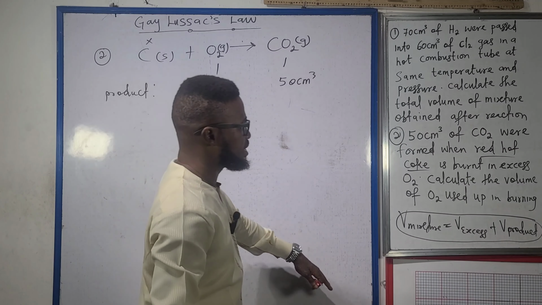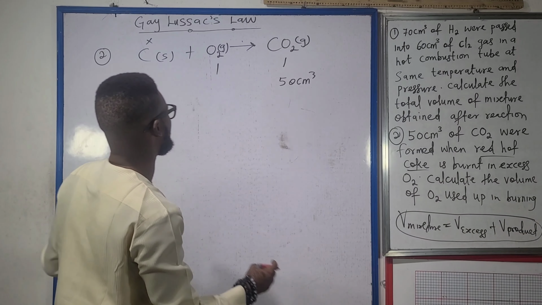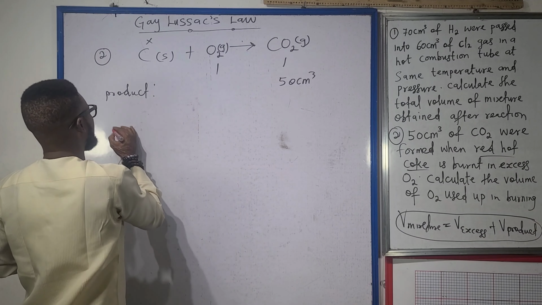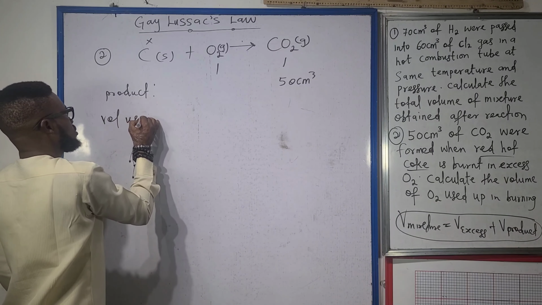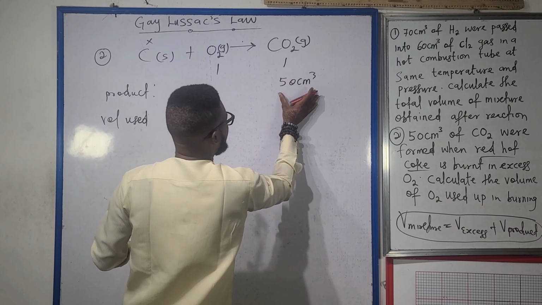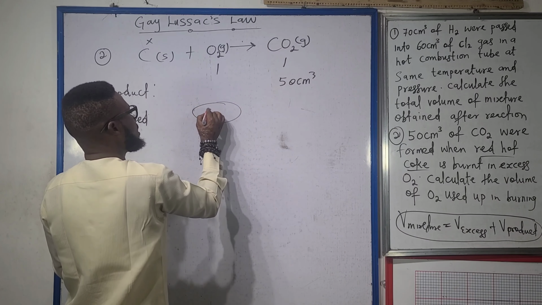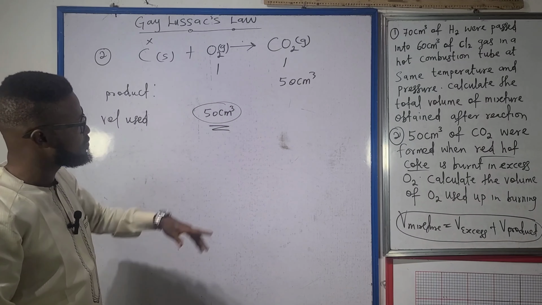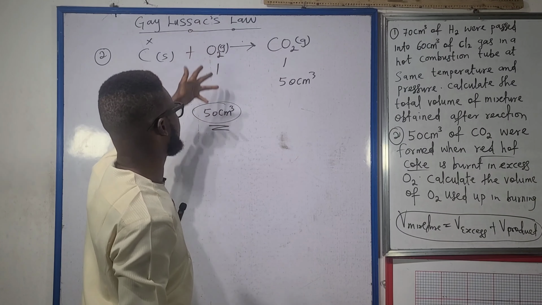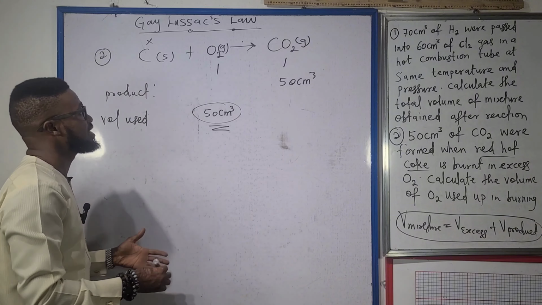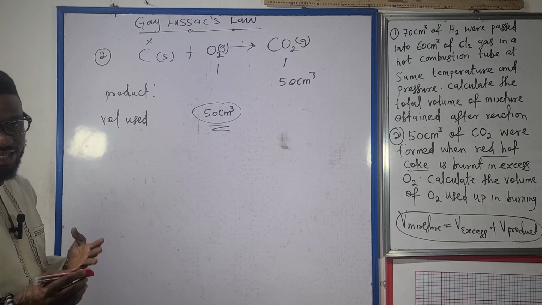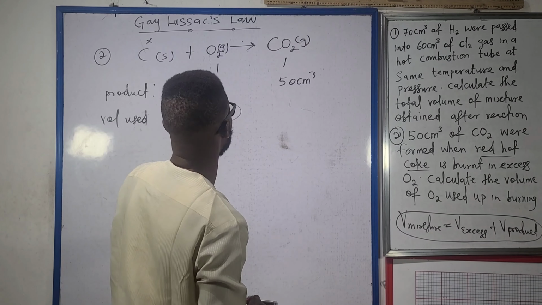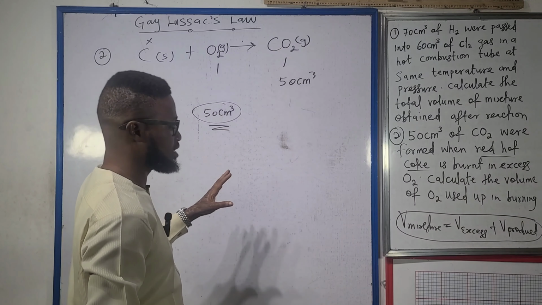Then the question I'm being asked is to calculate the volume of oxygen used up. If 1 mole represents 50, then the volume of oxygen used up is also going to be 50 cm³. And that is the answer. Gay-Lussac's law is always consistent once you have a balanced equation. So the answer to question 2 is actually 50 cm³.